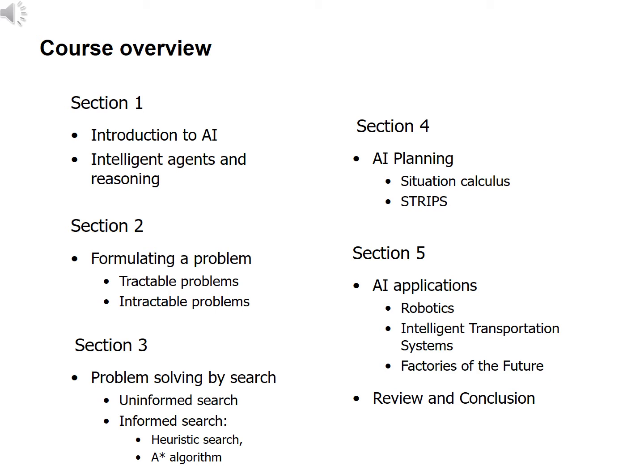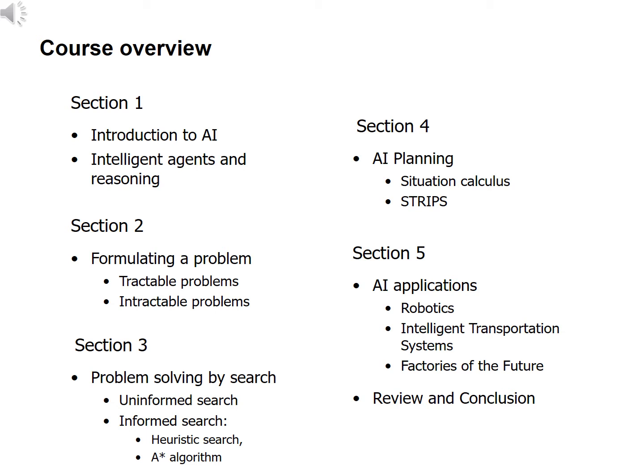We are going to have in this course 5 sections. In section 1, we are going to deal with Introduction to Artificial Intelligence and the main concept of artificial intelligence, and these are intelligent agents and reasoning. In section 2, we are going to deal with formulating a problem of artificial intelligence, and basically we are going to deal with the complexity of the problem definitions, dividing every problem in tractable or intractable problem.